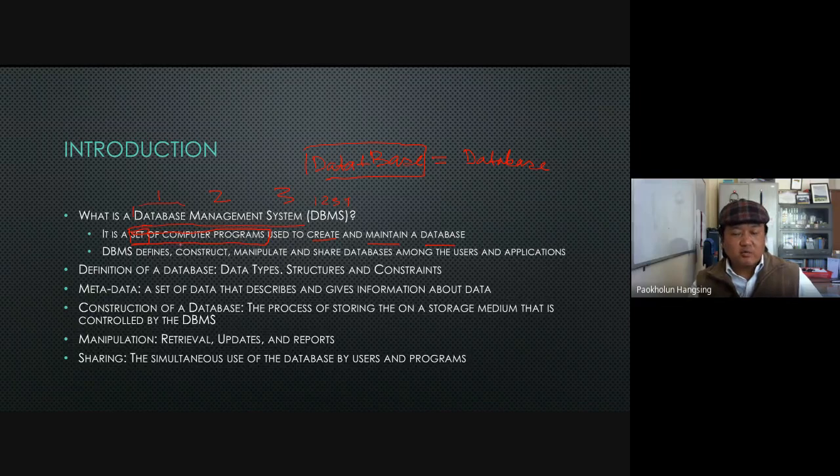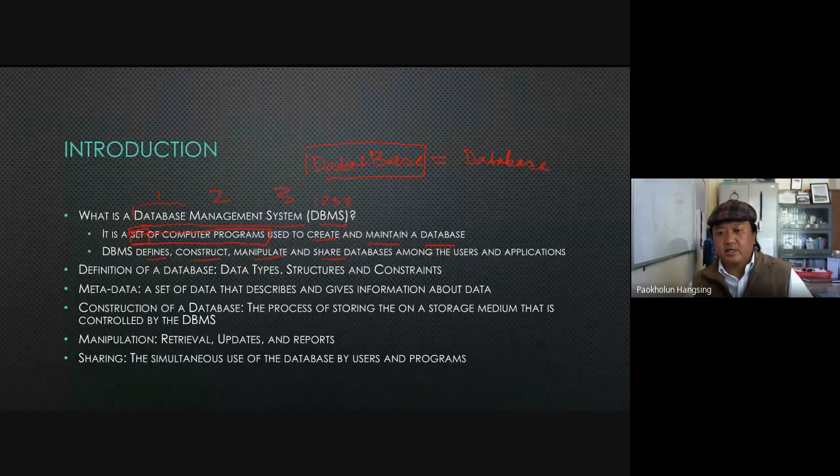So when we talk about DBMS, database management system, it sounds like we are talking about one system only. Yes, it is one system containing a set of computer programs that work together as a system, which is called a database management system. So what does a database management system do? It defines the database, it constructs it, it manipulates it, and then it shares the database among the users and applications.